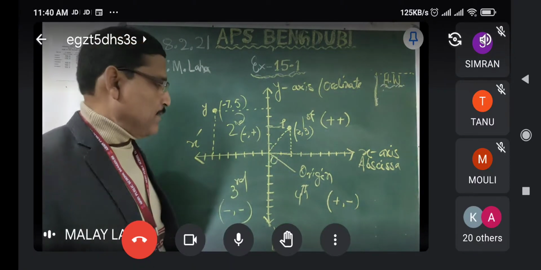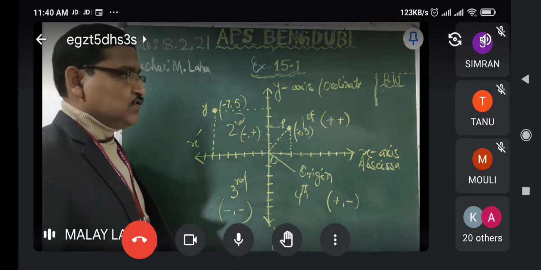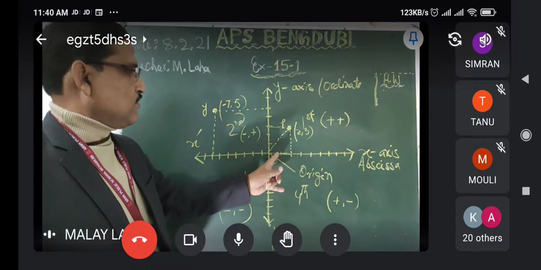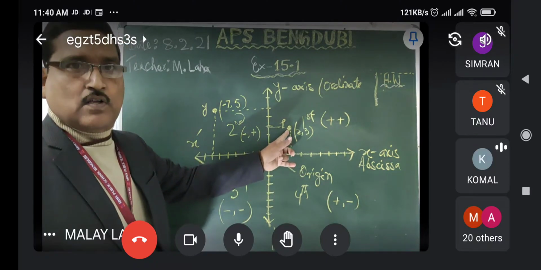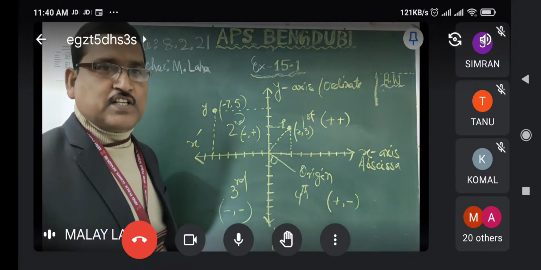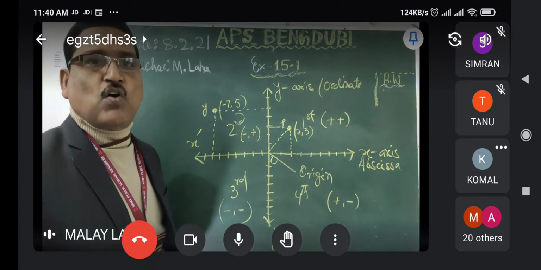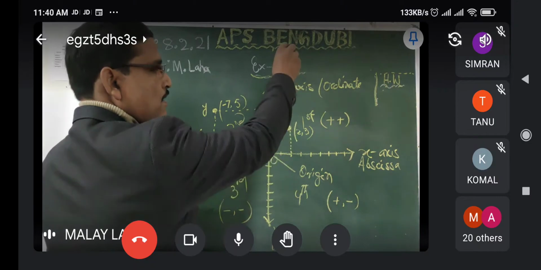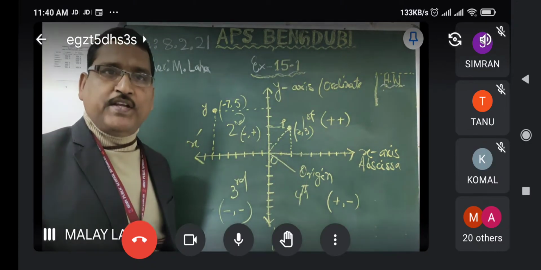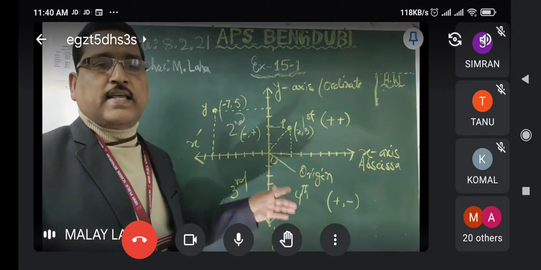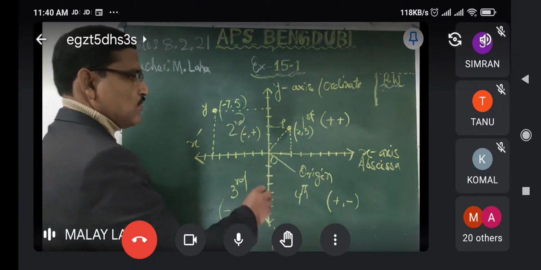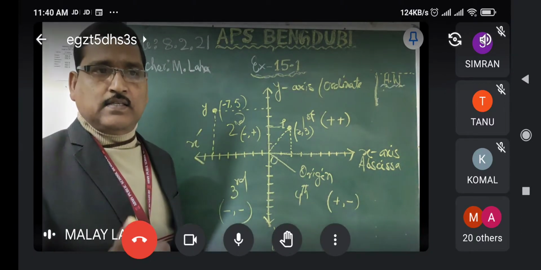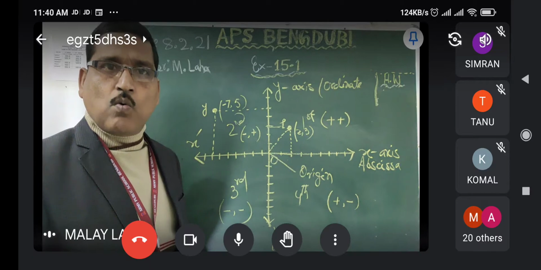What is the point of plotting? Have you understood? So abscissa, ordinate, origin, coordinate. Coordinate means the distance, how much it is away from the origin. How to find out? We find out by dropping a perpendicular line from the point to the x-axis and y-axis, and then count. First will be the x-axis value, second will be the y-axis value.